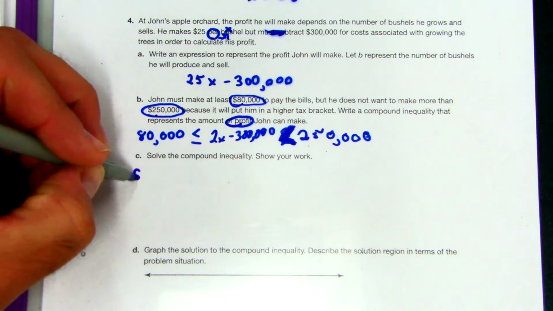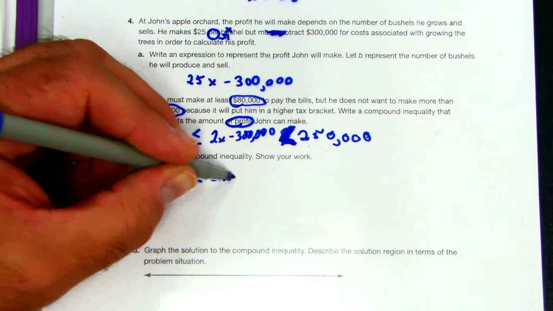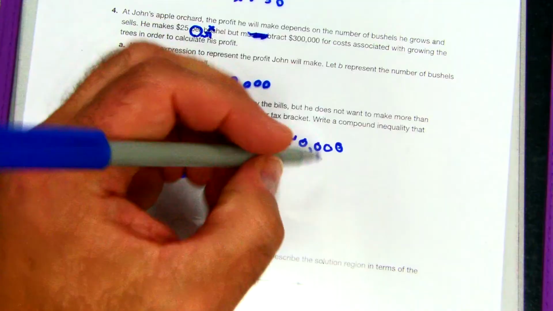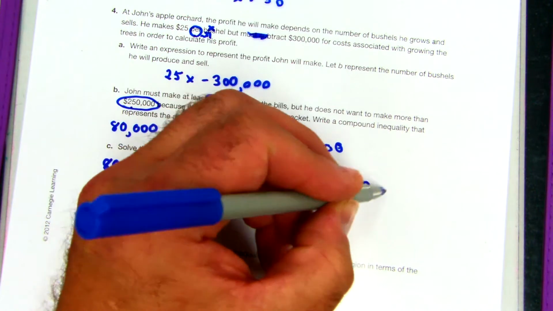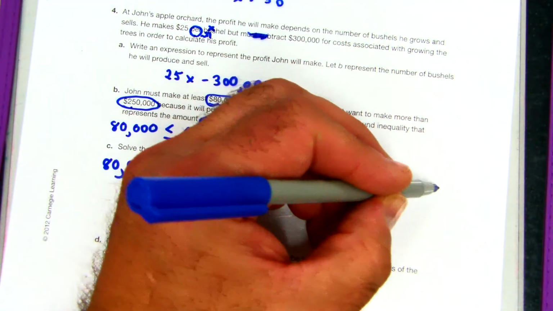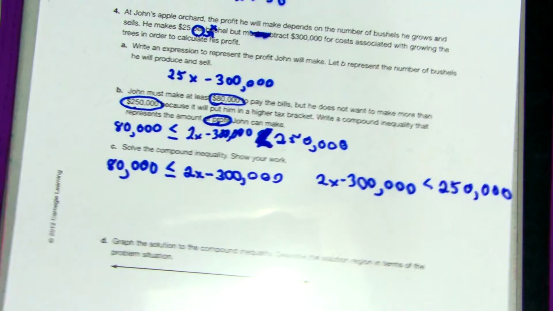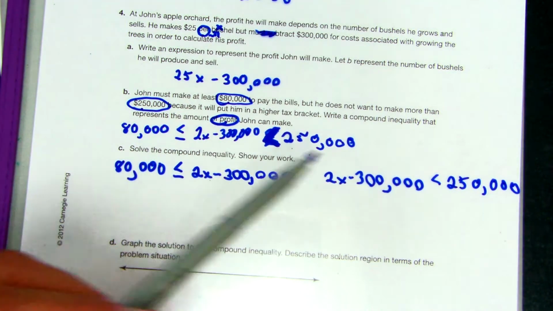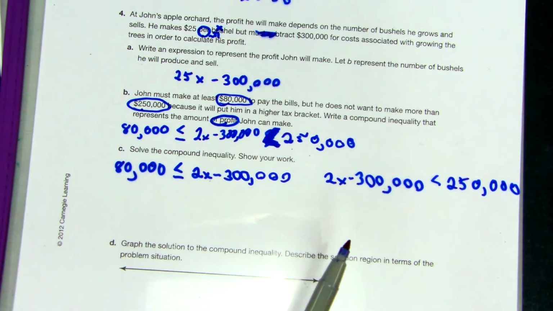So in this one it would be 80,000 is less than or equal to 2x minus 300,000. And then the other problem would be 2x minus 300,000 is less than 250,000. You'd solve each one of these. You'd start by adding 300,000 to each side, and then dividing by 2. And it gives you what your bushel amount would be.